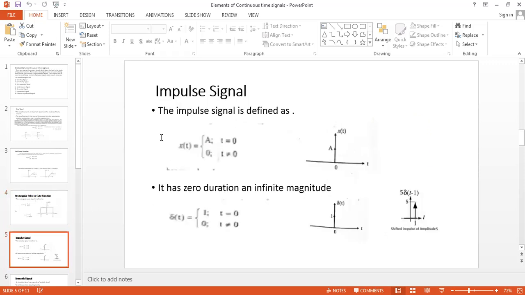Impulse function, as we know, has a value for only one particular value of time. Here for 0 alone we have value equal to 1, whereas this amplitude can be 2, 3, 1. If it is 1, it's called a unit impulse. If it's other than 1, it's called simply an impulse. So at 0 alone you have value; for the rest of the values you don't have any output. It has 0 duration and infinite magnitude. So x of t is equal to a at t equal to 0, and 0 when t is not equal to 0. This is the time shifted version.